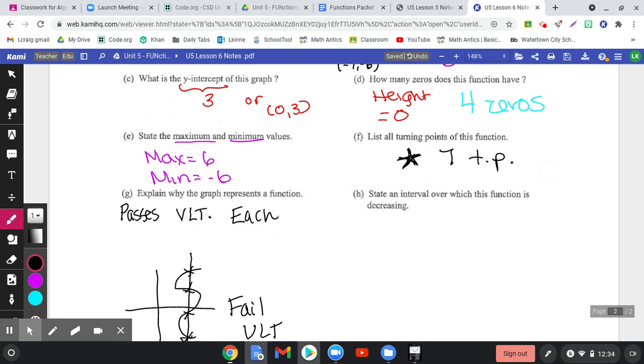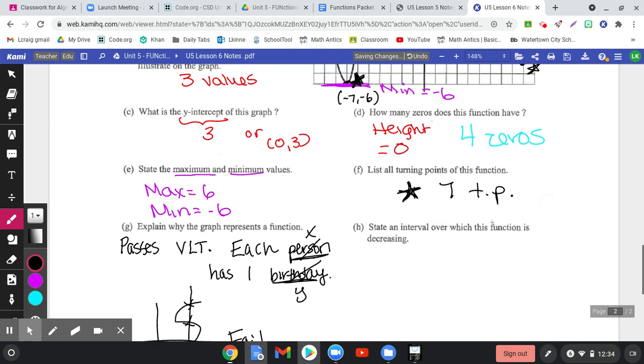Each person, which we'll cross out and put an x, each x has 1 birthday. And we'll cross it out and put a y. Each person has 1 birthday. Each x has only 1 y. So you're good.